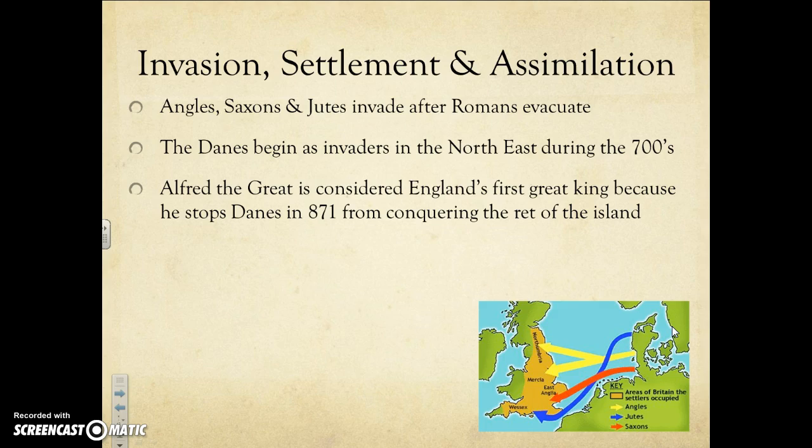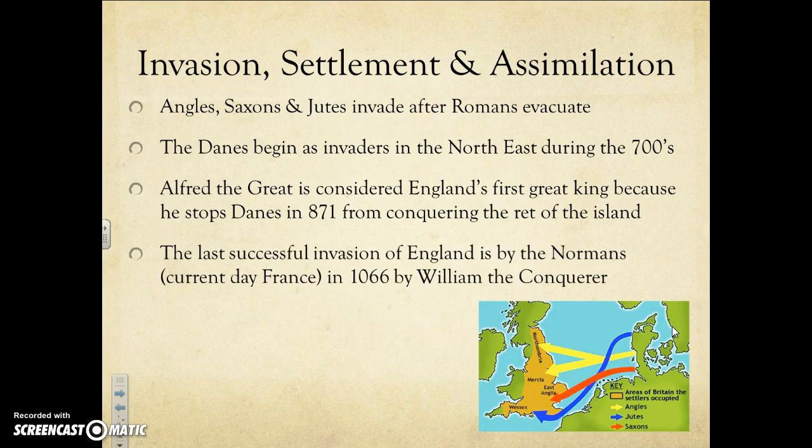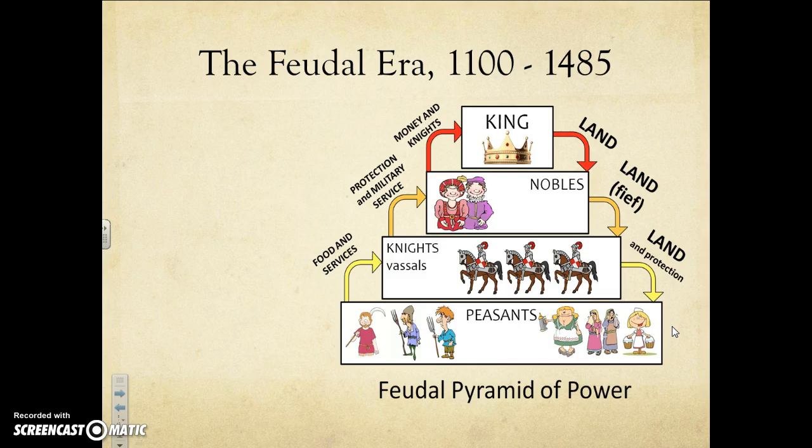Alfred the Great is considered England's first king. He stopped the Danish invasion in 871 from conquering the rest of the island. The last successful invasion, as I mentioned before, was by the French, Normans, and William the Conqueror. So keep in mind that England, as a region, was constantly being invaded by groups of people, and they all left their imprint on the language and the culture.